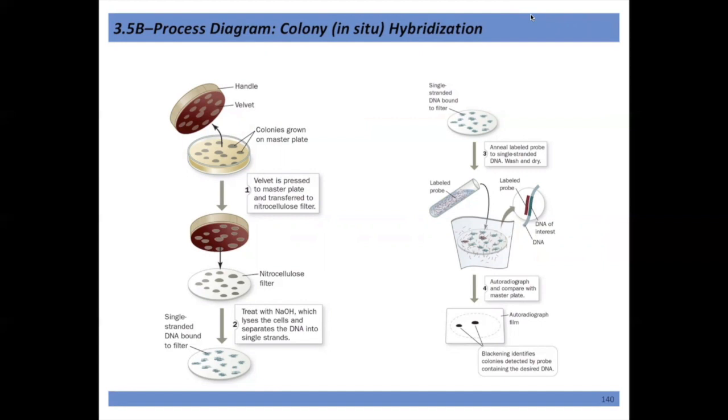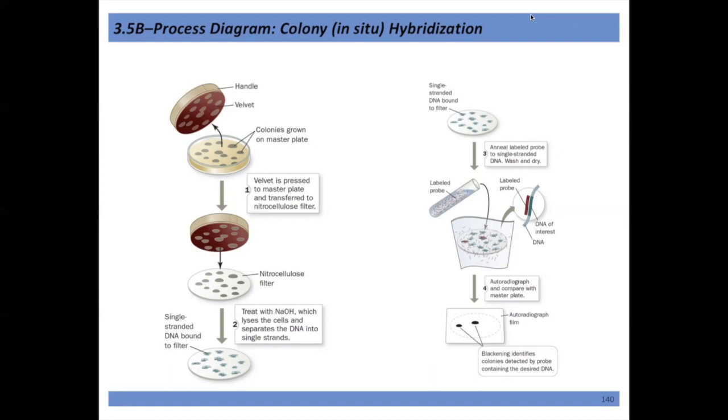And we've talked about this before when we talked about southern blotting. DNA, or single-stranded DNA, has very high affinity for nitrocellulose. So you put these complete bacteria on the nitrocellulose, and then you treat it with NaOH, and it does a couple things. It breaks down the cells and also denatures the DNA, so you get single-stranded, and then it binds very tightly to the filter, this nitrocellulose.